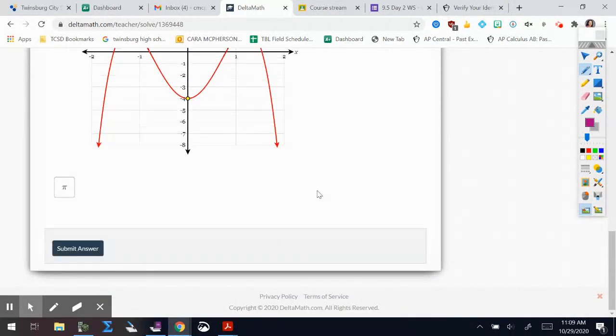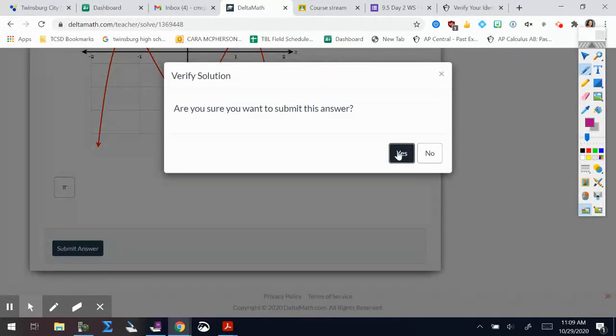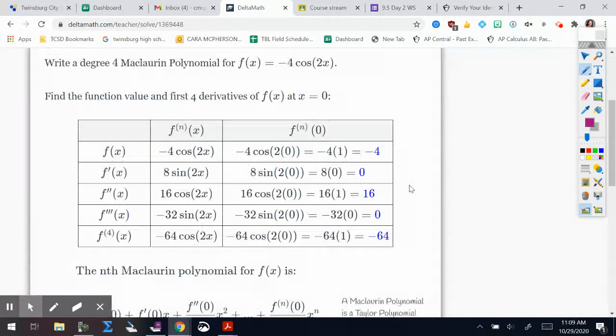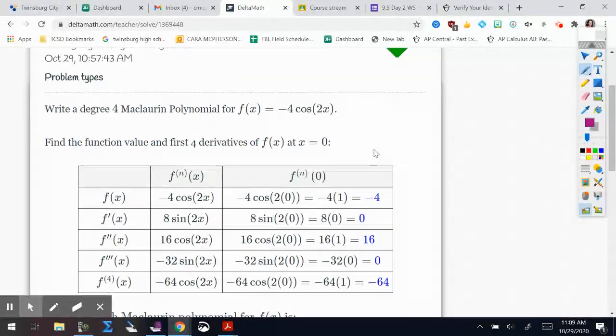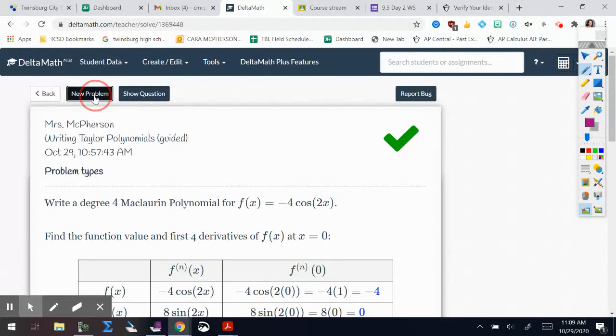I believe you do have to hit try one more time, and then it asks you to submit. And there you go. It will show you all the different values, what you get when you plug in, and it will even show you a picture, that's something I can't do by hand. I'm going to show you one more just so you get to see one more.